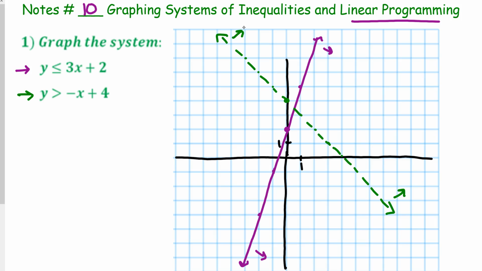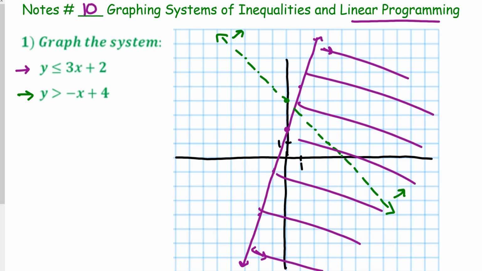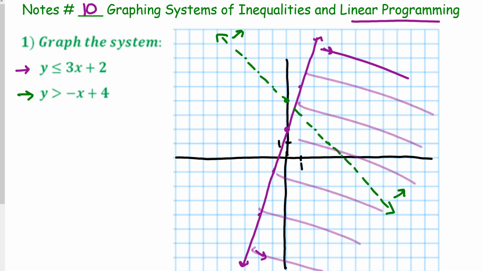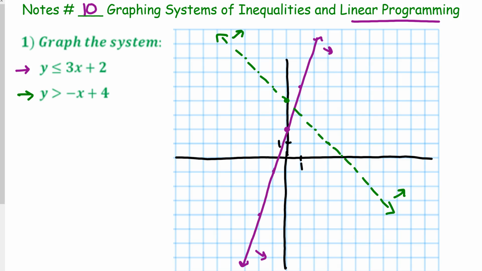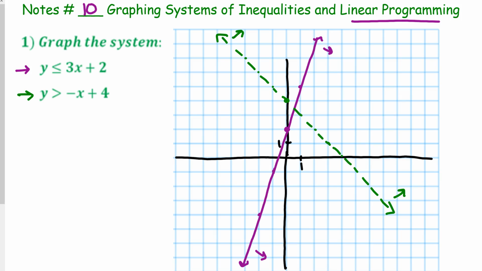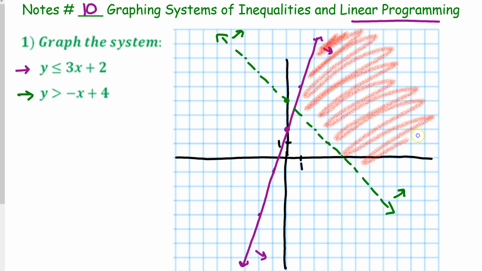The reason I waited to shade was because I didn't want to make it terribly messy. What does it look like if you shade as you go? You might have something like this, and then something like this. Depending on if you're using colors, it might look really messy. So instead, I've decided to wait and just shade the region that overlaps. I'm going to go with a crayon because I think that looks like fun. The overlapping region is here.